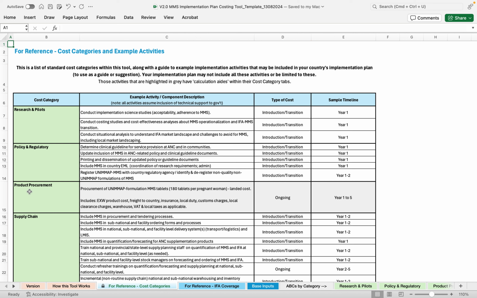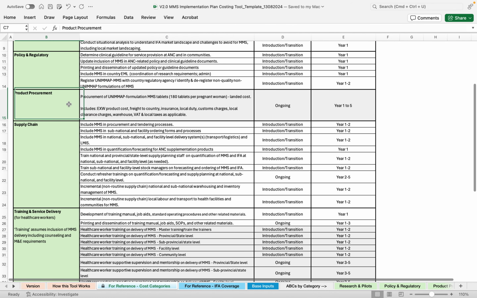In this tab, we outline the cost categories on the left with example activities detailed throughout. Your implementation plan may not include all these activities or be limited to these activities. We have also included the type of cost that these example activities would be considered as and the sample timeline in which they occur. But again, these are example activities and sample timelines to help give you a better idea of what could be included or should be included within the tool and within your work plan.